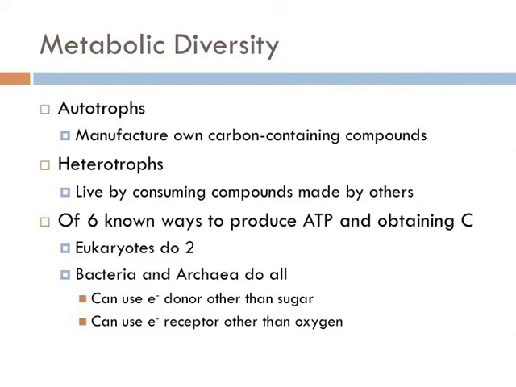Organisms that rely on other organisms to produce carbon-containing compounds and consume those organisms for food are known as heterotrophs. Hetero means different and troph means to nourish. We are heterotrophs, deer are heterotrophs, and bacteria that don't produce their own food are also heterotrophs.